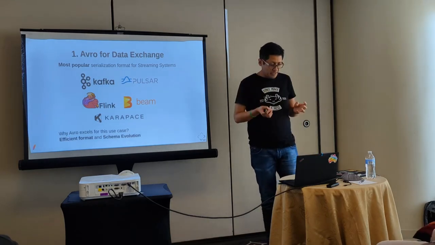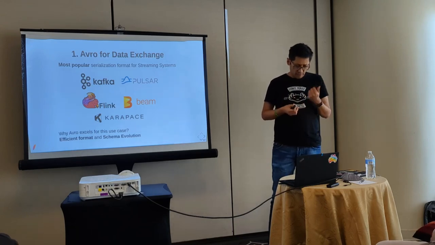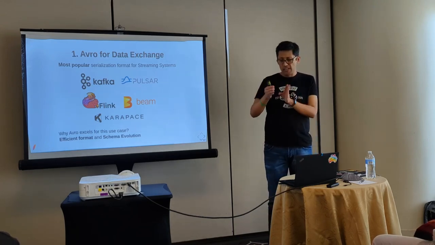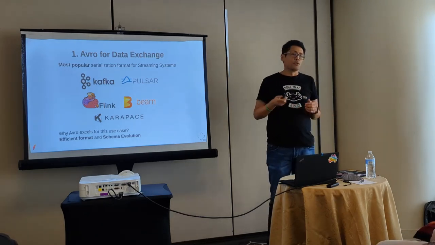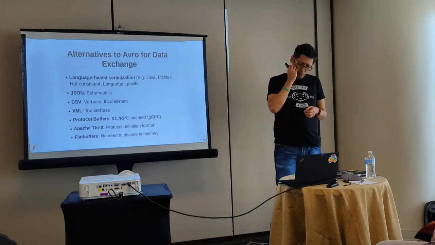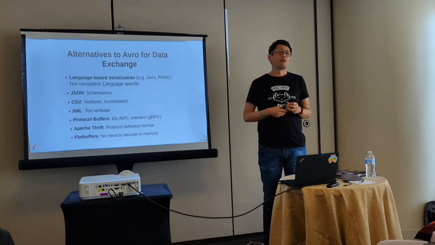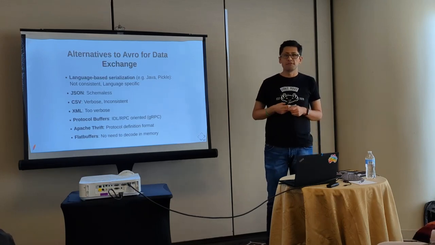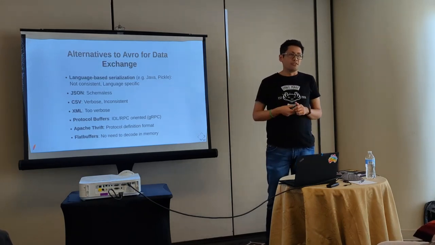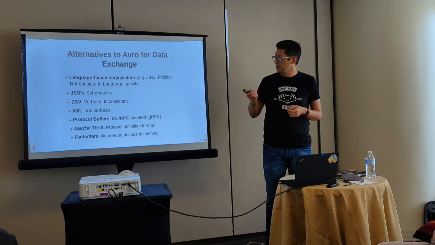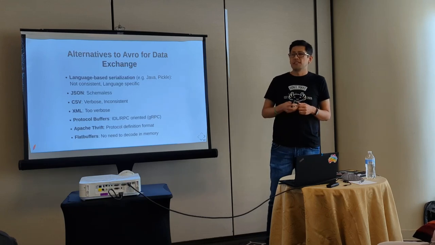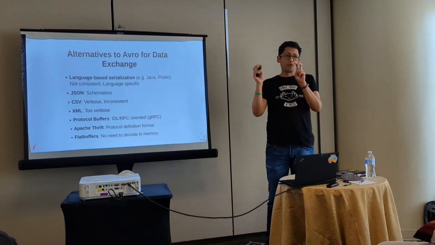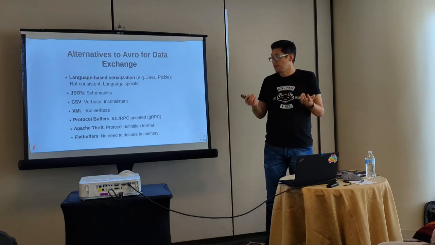There are two factors that made Avro successful in this. One is the efficient format, as Ryan said, where you only have the bytes of the real data, not the whole encoding, and the other is the capacity to do schema evolution. You could ask why not use other formats. Using Java serialization or Pickle in Python wouldn't work, because we cannot support multiple languages. JSON, of course, doesn't have a proper schema. CSV, as you know, is pretty verbose and quite inconsistent, because sometimes you have quotes and sometimes not. You have to agree on what comes, it's not really a specification.